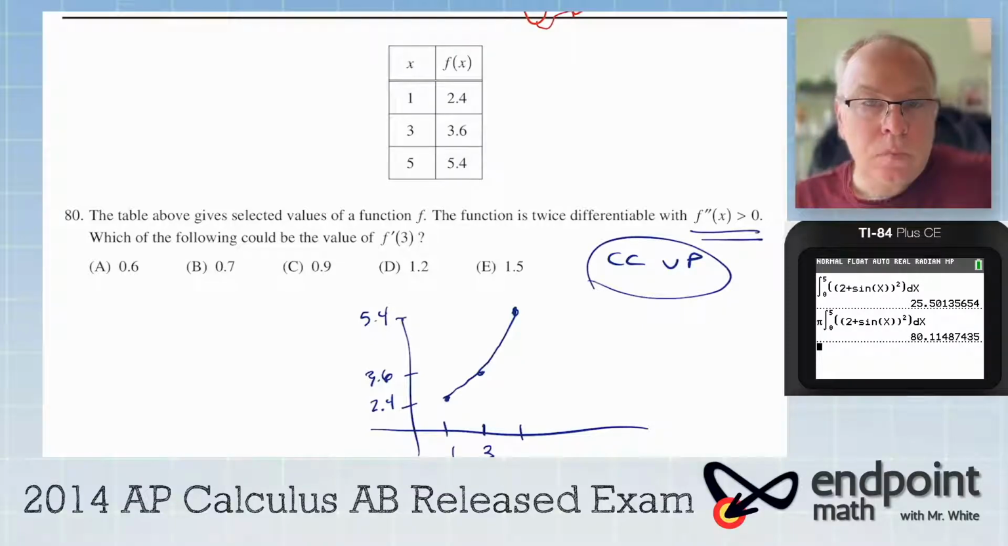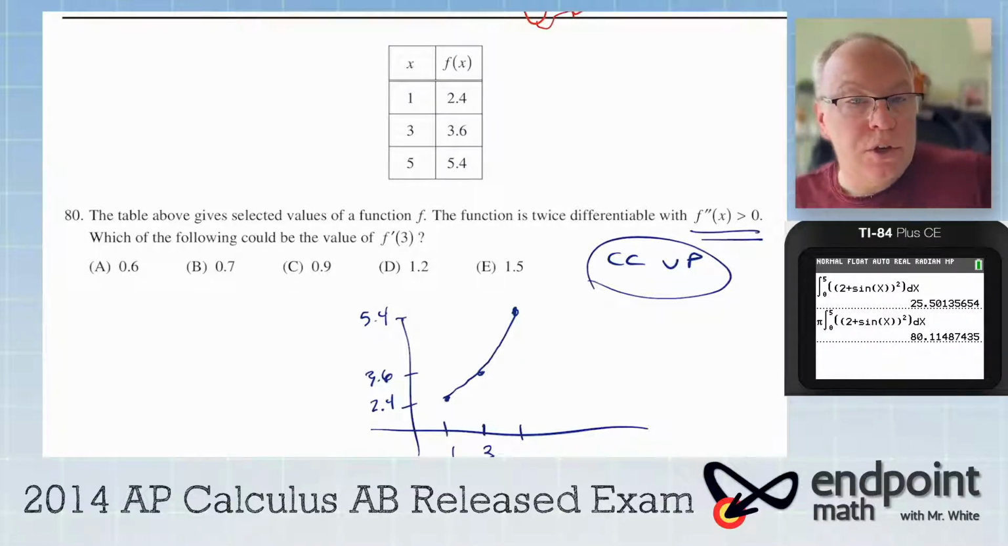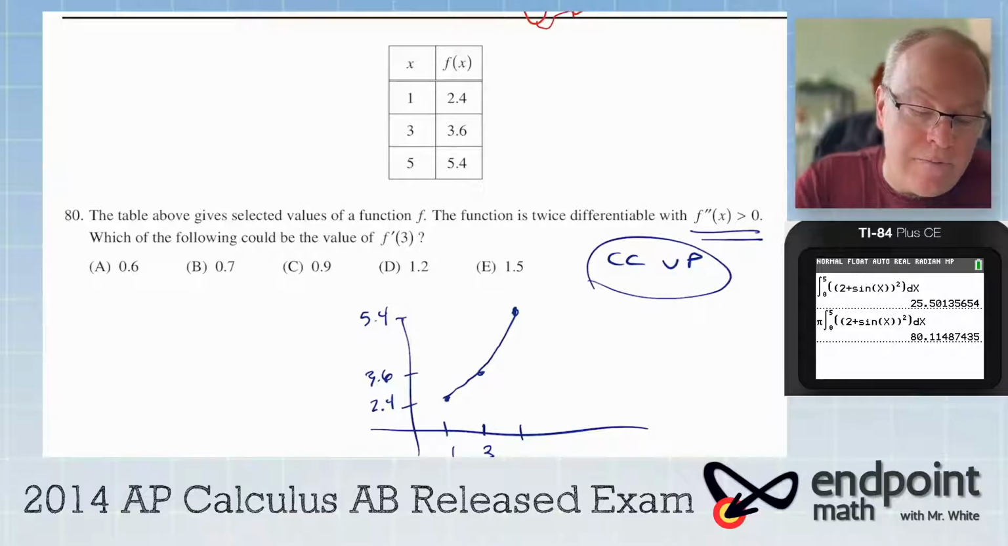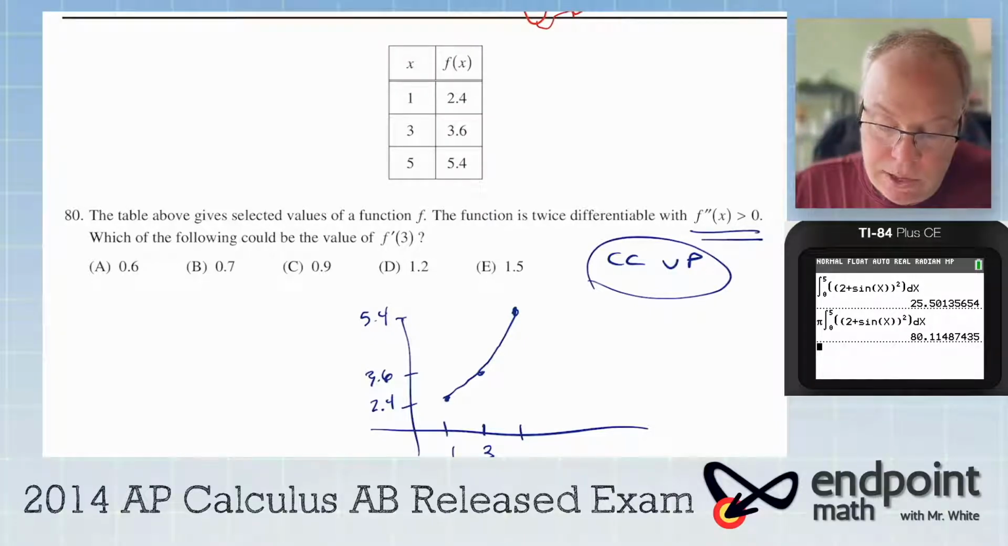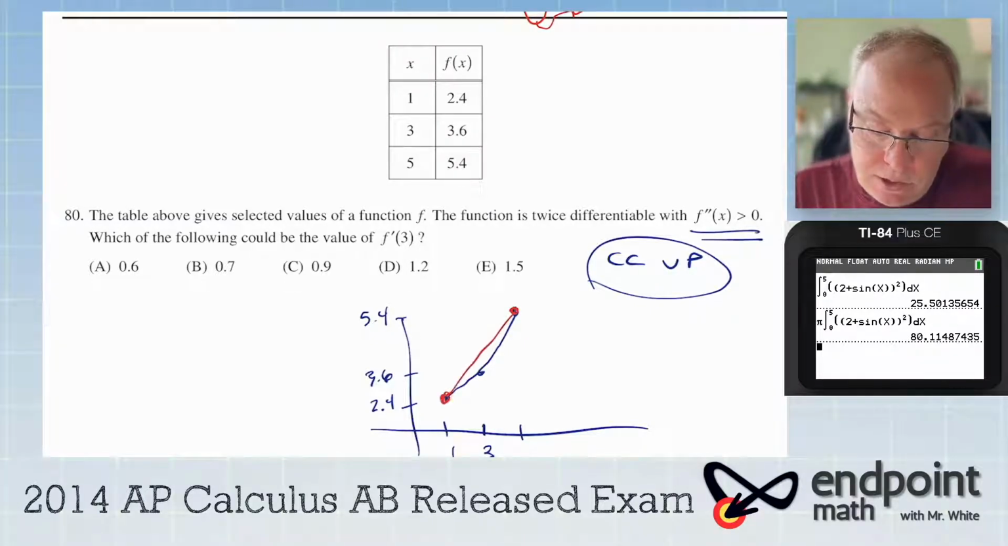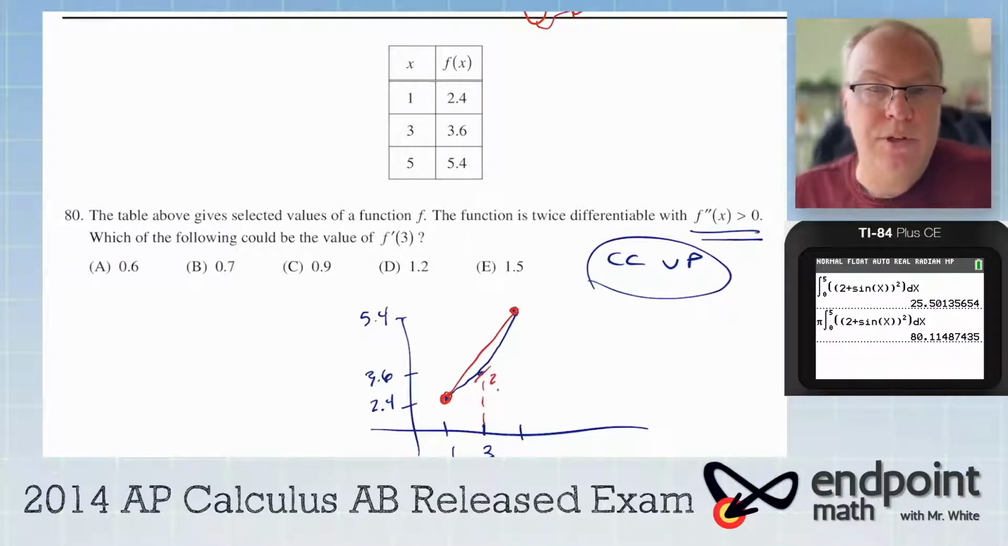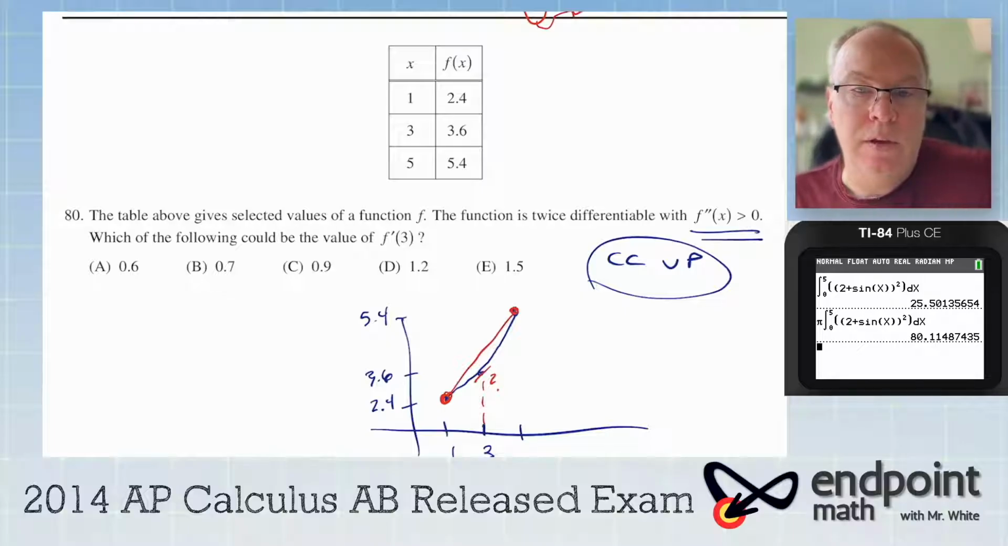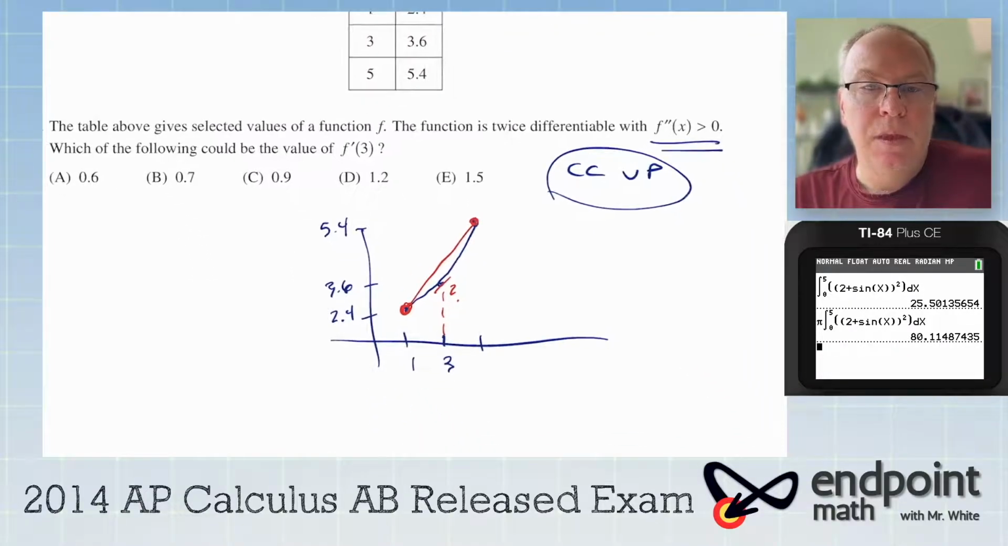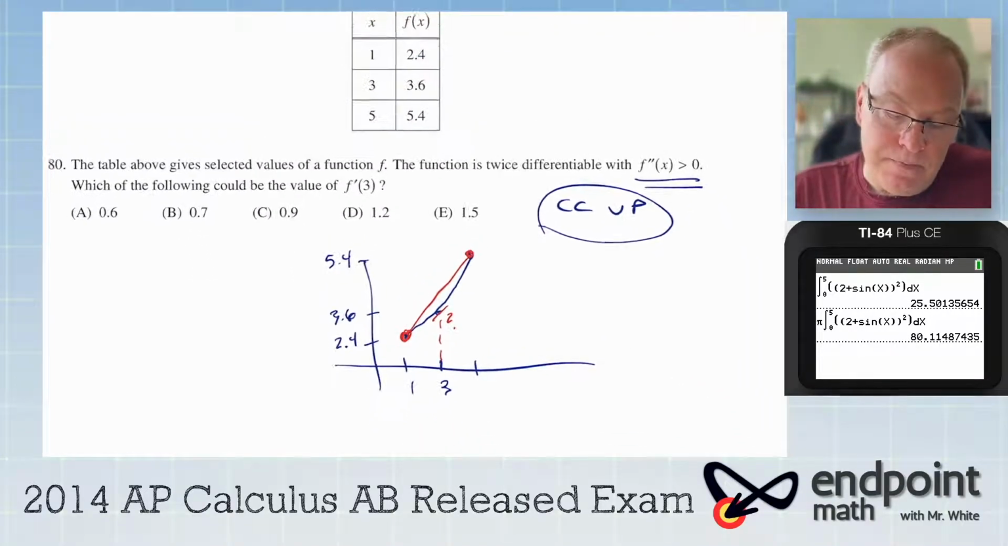Okay? It says which of the following could be the value of f prime. So let's find the slope of f prime at 3. They're wondering about the slope of right there. What would the derivative be right at 3? So let's find the slope of the secant line.